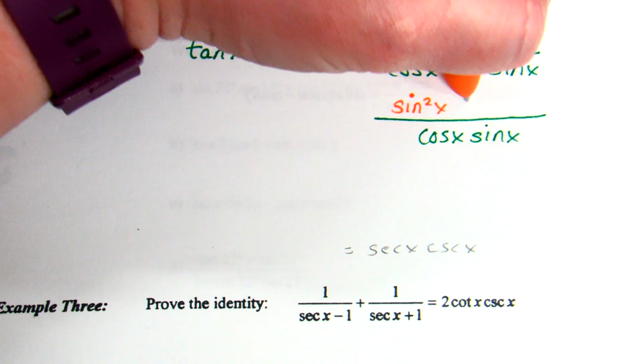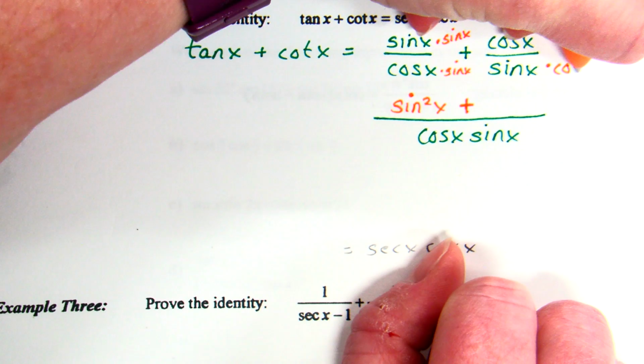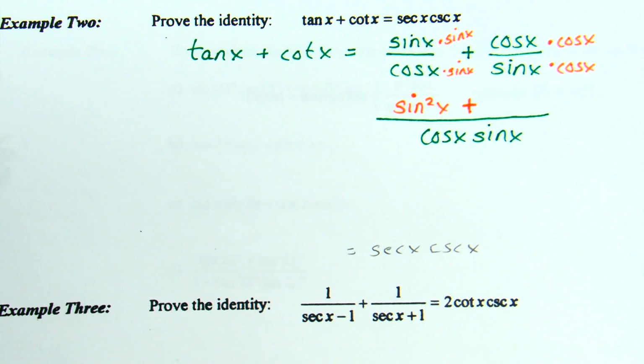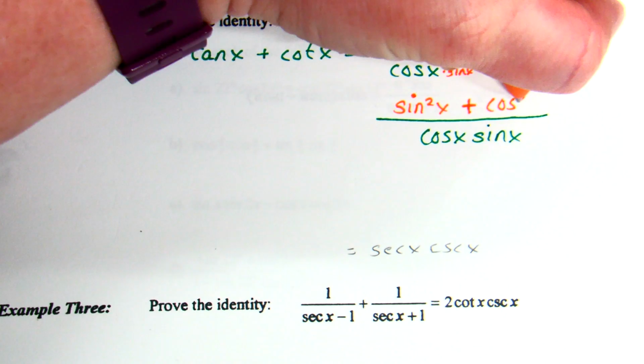Plus, because we're adding these two fractions, what is my second denominator missing? It currently has sine, so it is missing a cosine x. If I multiply that denominator by cosine x, you're multiplying that numerator by cosine x. What's cosine x times cosine x? Cosine squared x.